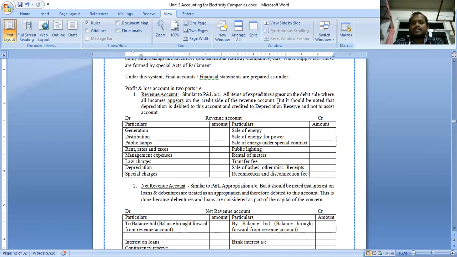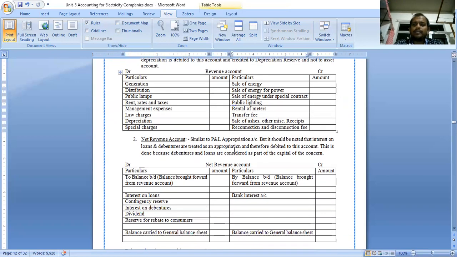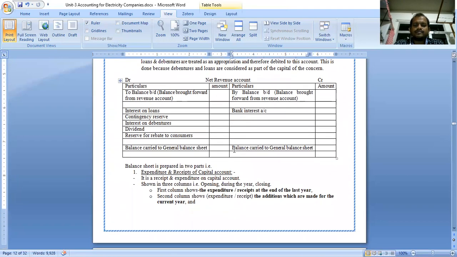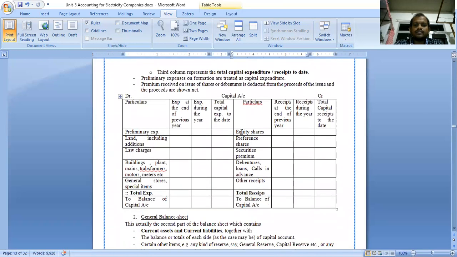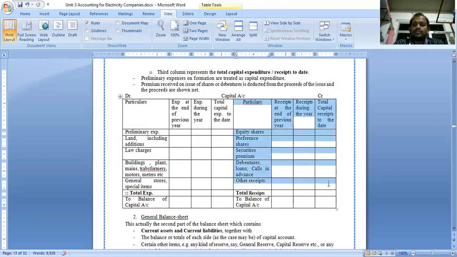So what items come under the capital account? The capital account consists of capital related transactions. For example, equity shares are capital. Preference shares issued are one part of capital. Securities premium, all capital related. So these are all sources. With these sources, we receive amounts. That is why on the receipt side, in the sense the credit side of the capital account, we mention all these capital receipts.